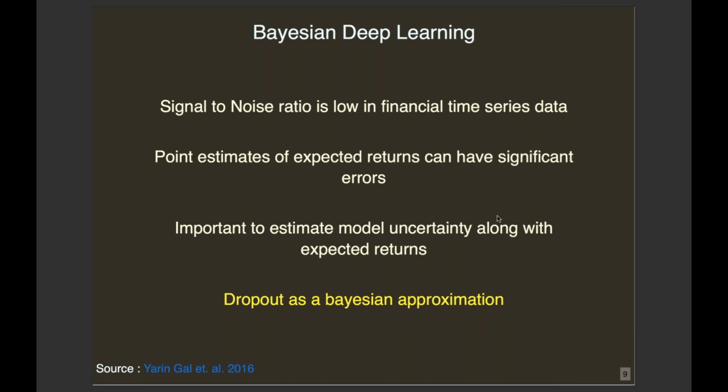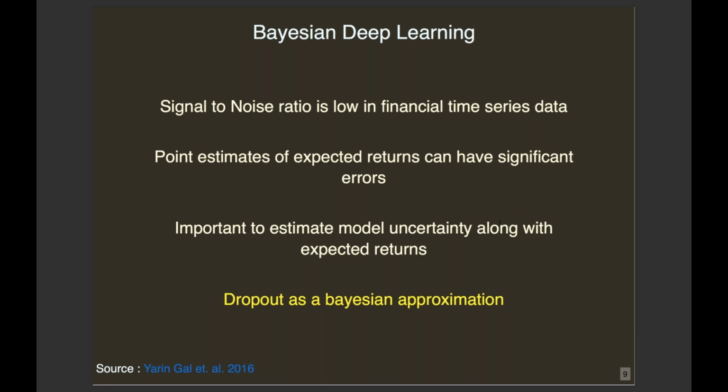I think we all agree that signal to noise ratio in financial time series is much lower than most other applications. And as a result, point estimates for expected returns can have significant errors and are therefore inadequate. They need to be supplemented with some measure of confidence along with the point estimate. In the following case study, we use dropout as a means to derive these uncertainty estimates. Dropout is a regularization technique that is commonly used in deep neural networks. We'll discuss later how we use dropout in our particular context.